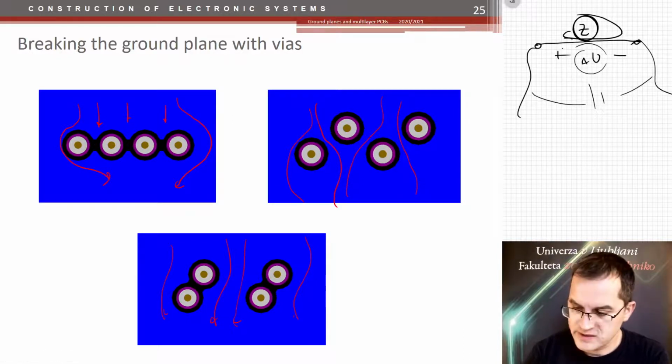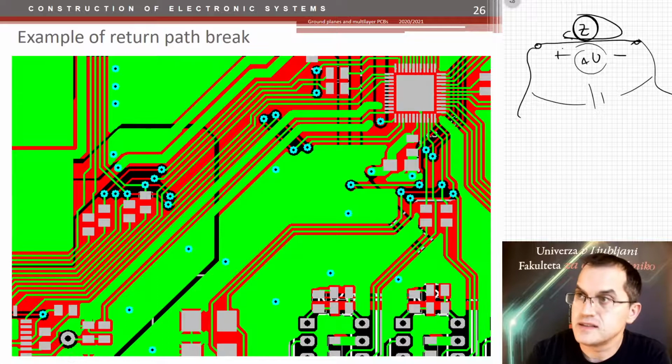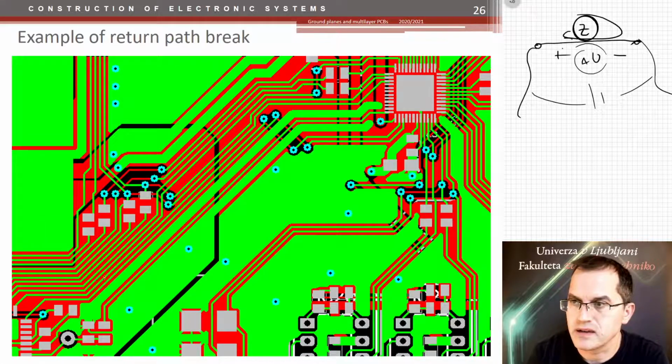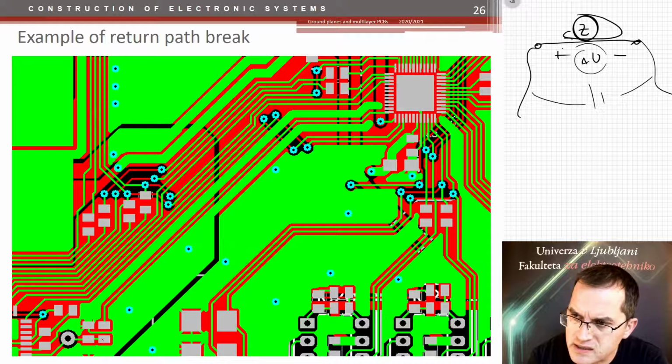Let me show you a few examples. The first example is shown here. It's a very old PCB from almost 15 years ago. Here is an A to D converter, here is a microcontroller, and there is a high-speed signal going here.